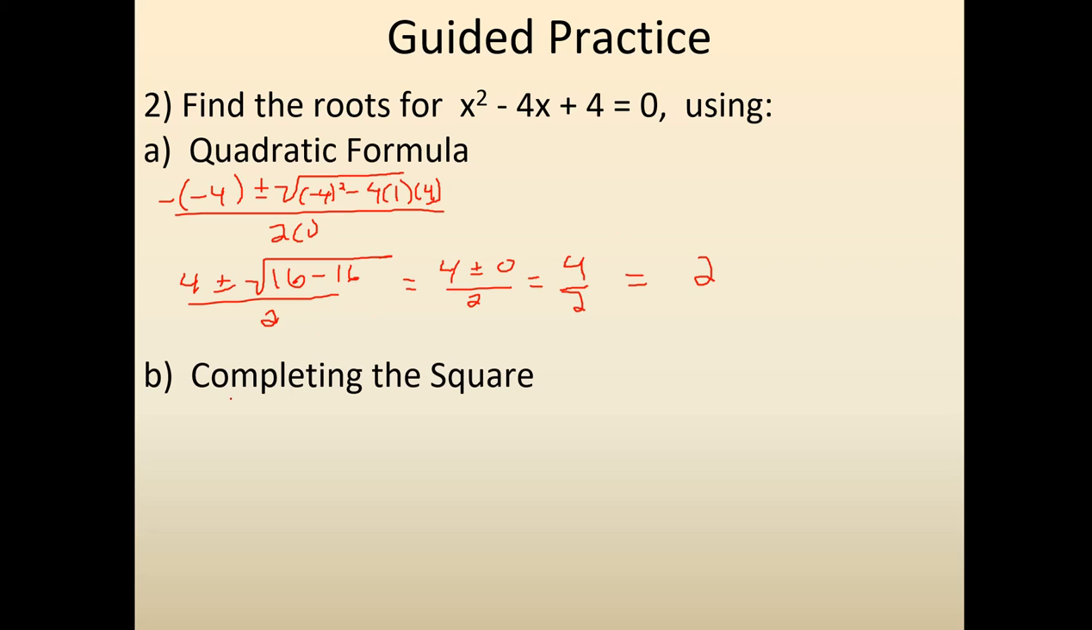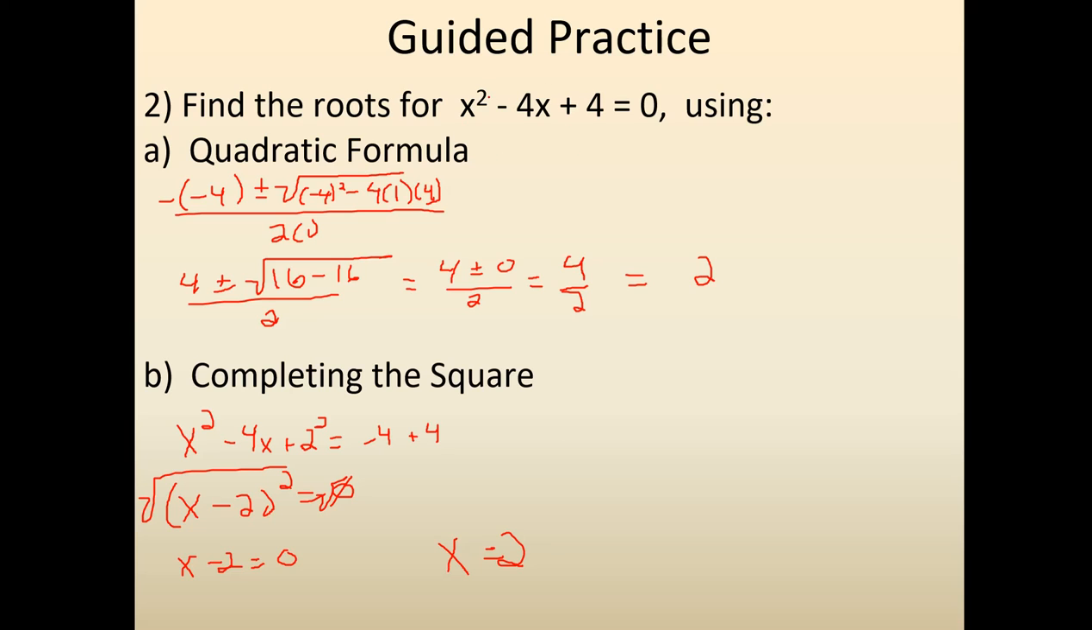Well, let's double check this. So if I do completing the square, I subtract the 4 over, I get x squared minus 4x equals minus 4. I take half of the 4, which is 2, and square it. Add it to both sides. 2 squared is 4, so plus 4. This becomes x minus 2 squared equals, and then this side just simplifies to 0. And I basically end up with the same setup. I get x minus 2 equals 0, so x equals 2.